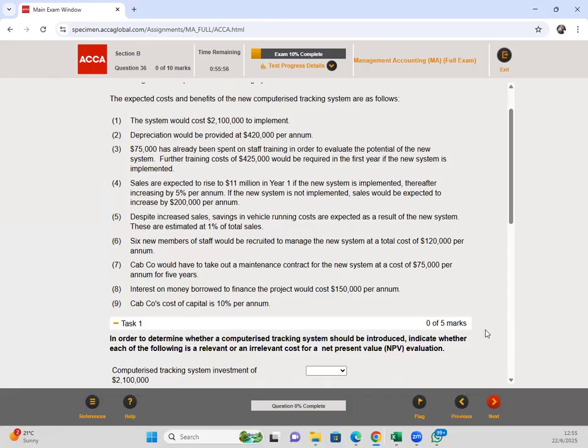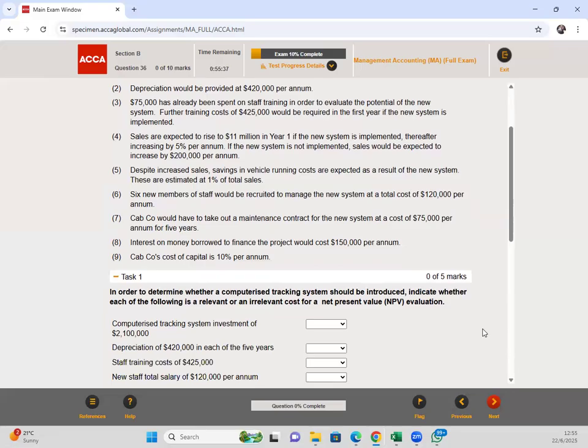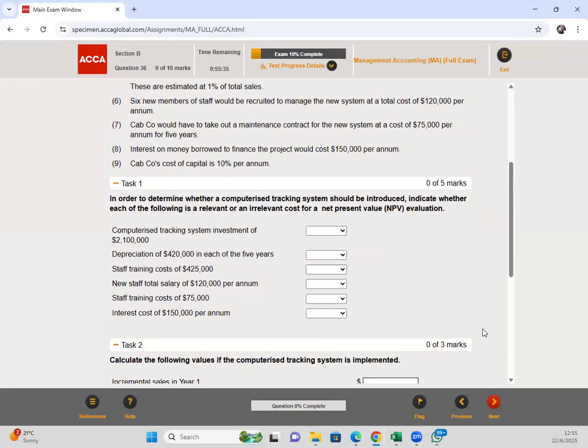The 6 new members of staff would be recruited to manage the new system at a total cost of that. The cab company would have to take a maintenance contract for the new system at a cost of that. Interest on money borrowed to finance the project would be that. Okay, so what are the questions ready?